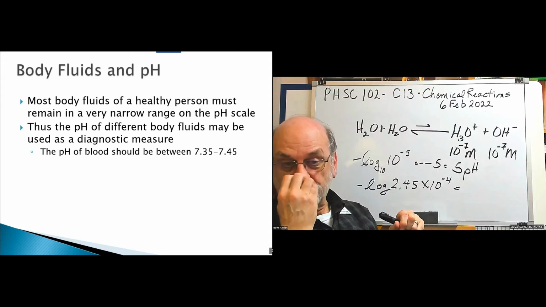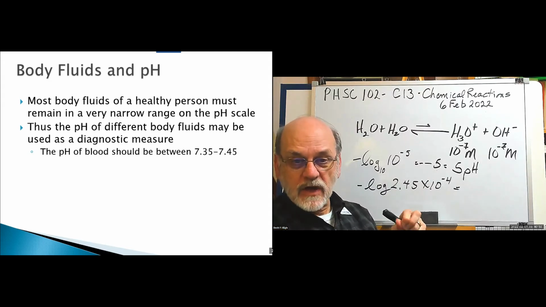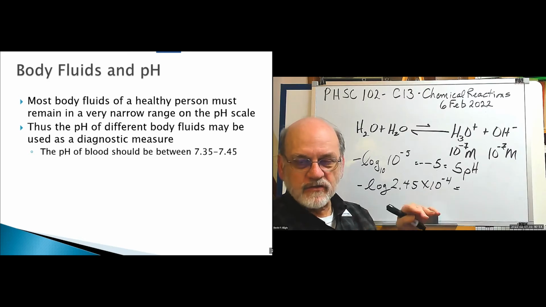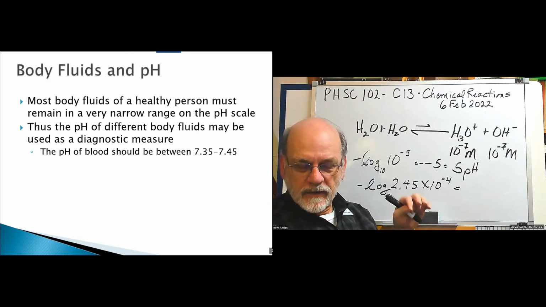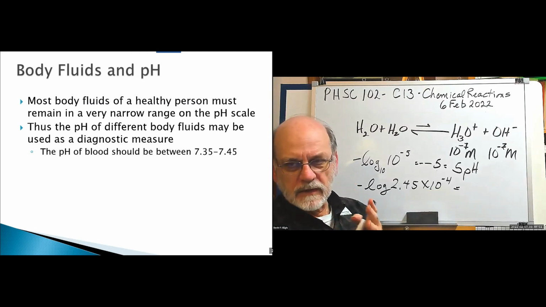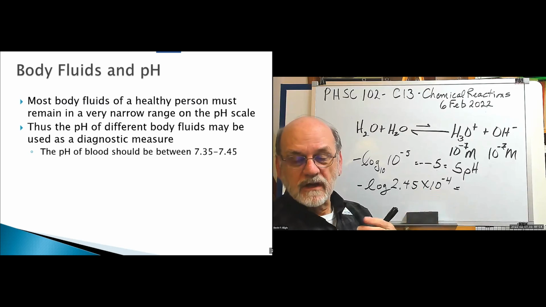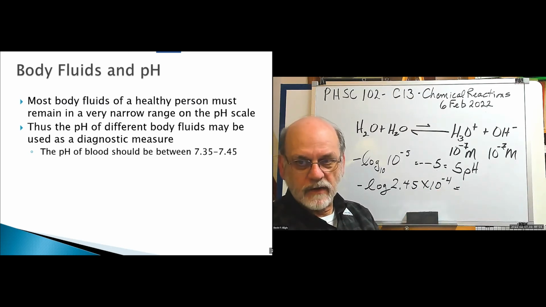And for example, we can measure the pH of normal blood. For a person who's not in distress in any way, the pH of their blood will be between 7.35 and 7.45. It's a very narrow range. Anything outside that range puts you in jeopardy of health consequences.